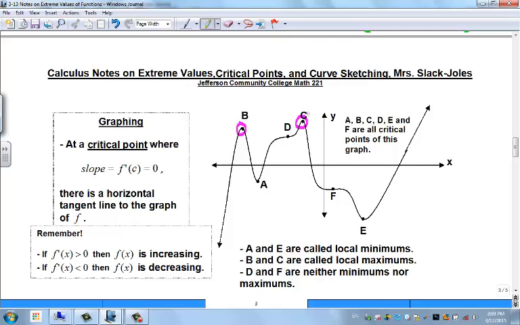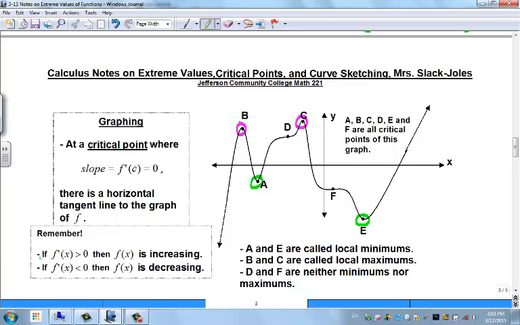Because those are the points where the graph has a top, okay? And then the local minimums in this picture occur at A and at E. D and F are plateaus, all right? They are critical points, but they are neither maxes nor mins, all right?